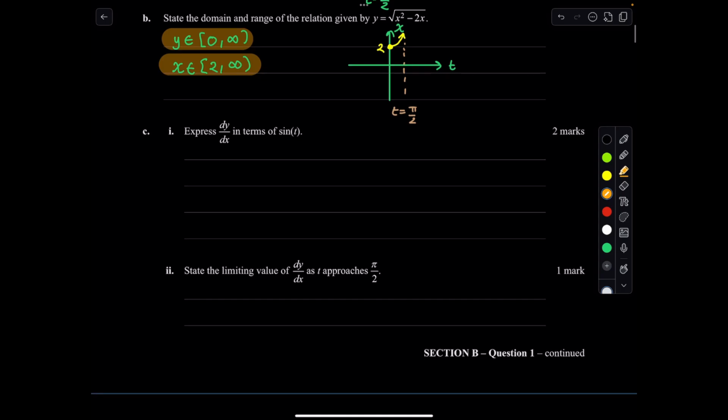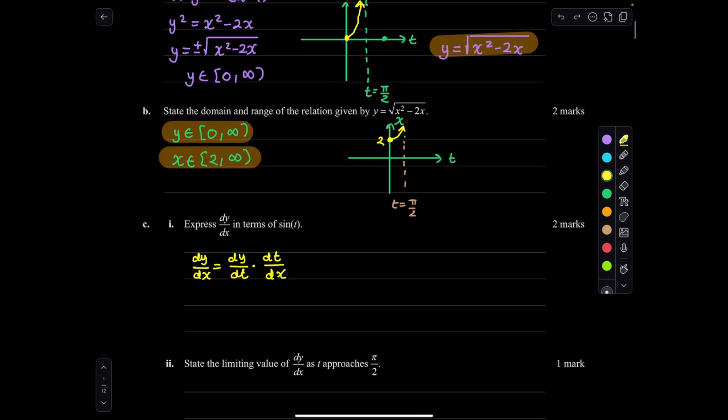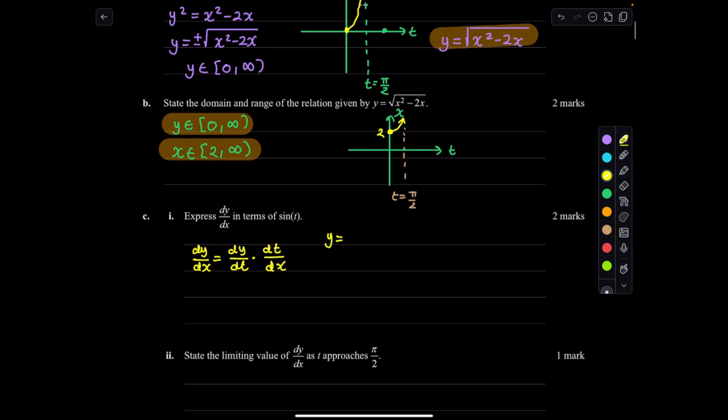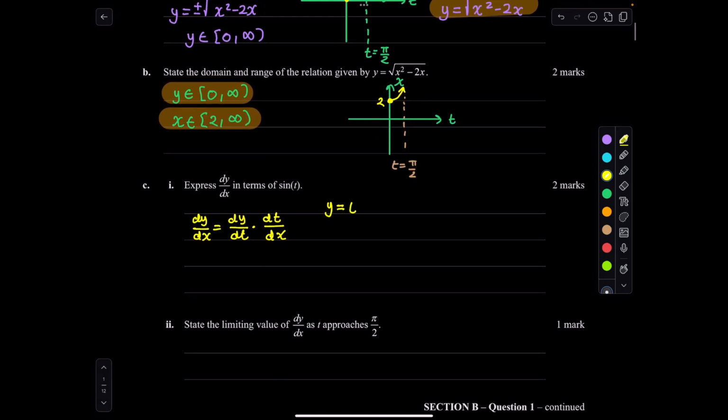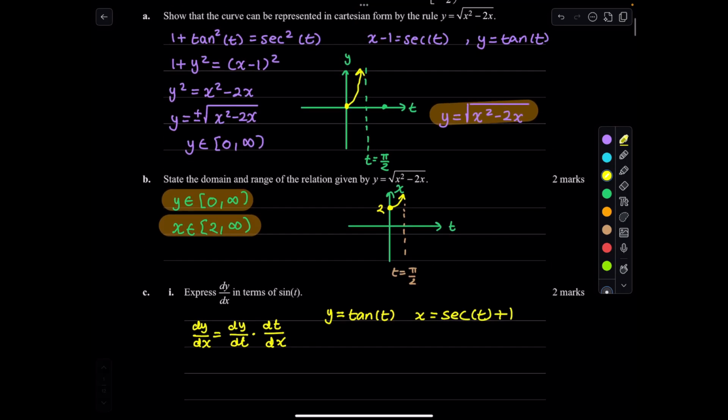Next question. Find dy dx in terms of sine t. Not too bad. What we can do here is we know that dy dx is just dy dt times dt dx. Isn't that right? Because these will cancel out and it just forms dy dx. We have the expressions, so we know y is equal to tan t, and x is equal to secant t plus 1. Just let me double check that.